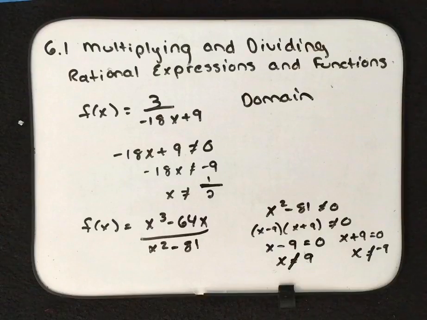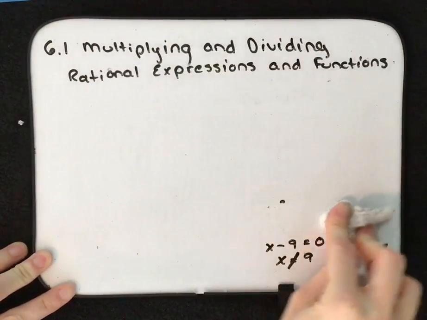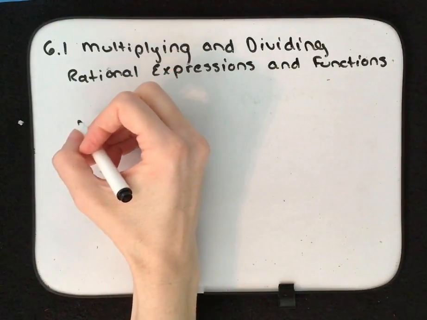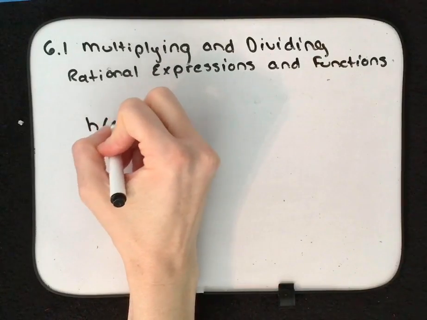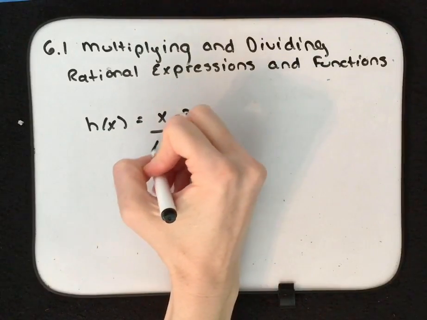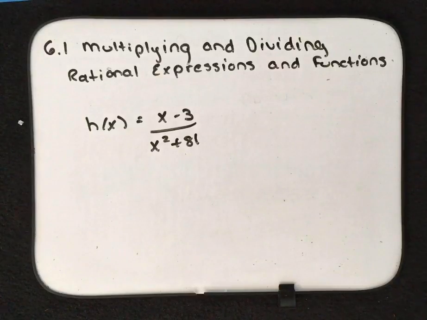Let's look at one more. If we have h of x equals x minus 3 over x squared plus 81. Well, this is very similar to what we had in the last one with x squared minus 81 in the denominator, but this time it's x squared plus 81. That is not a difference of two squares, and that actually doesn't factor. So in this one, there are no restrictions on our domain.